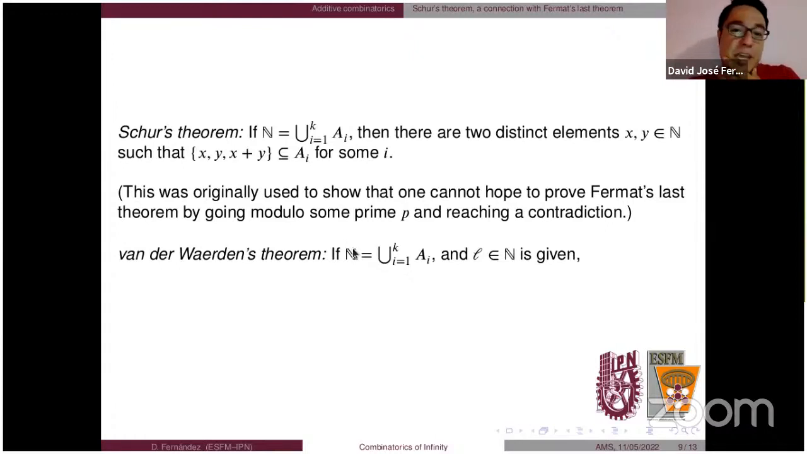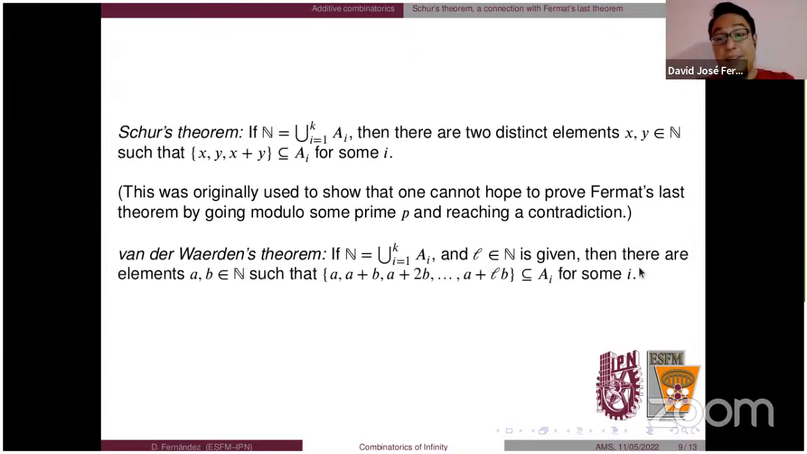So same setup, no matter how you partition the set of natural numbers, as long as it's finitely many pieces, if you give me your favorite L, I can find a monochromatic arithmetic progression of length L. Well, this is the formal statement. You can find A and B such that this set, this is the arithmetic progression, A, A plus B, A plus 2B, and so on. It's an arithmetic progression that starts at A and has difference B and has length L, or L plus 1, I guess, in this case formally, but that's a minor thing. And you can find the whole arithmetic progression within the same cell of the partition. So this is another kind of Ramsey theoretic result.